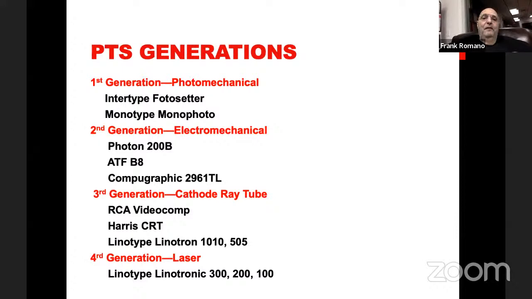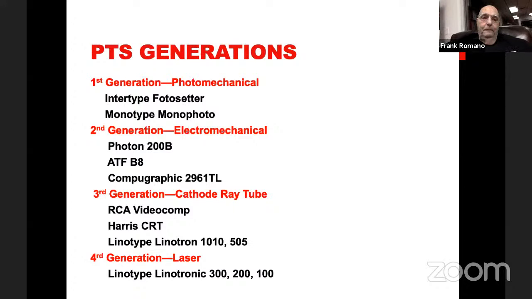Then with Photon, we get the second generation. These were electromechanical devices using light and fonts that moved at high speed. You had the Photon 200B, that was the first one, the ATF B8, and then the CompuGraphic.